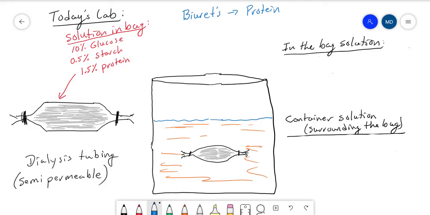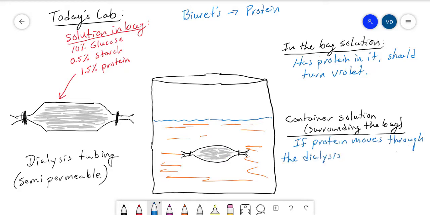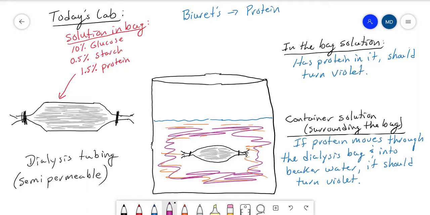Here's what should happen to the solutions if they contain protein. If we mix the dialysis bag contents with Biuret's solution, we would expect the bag contents to turn violet, since we know that the bag contains protein. If the protein molecules from the dialysis bag are small enough to pass through the dialysis membrane, then we would expect the beaker water to turn violet when Biuret's is added to it as well. Recall that a blue color would be a negative test for protein.